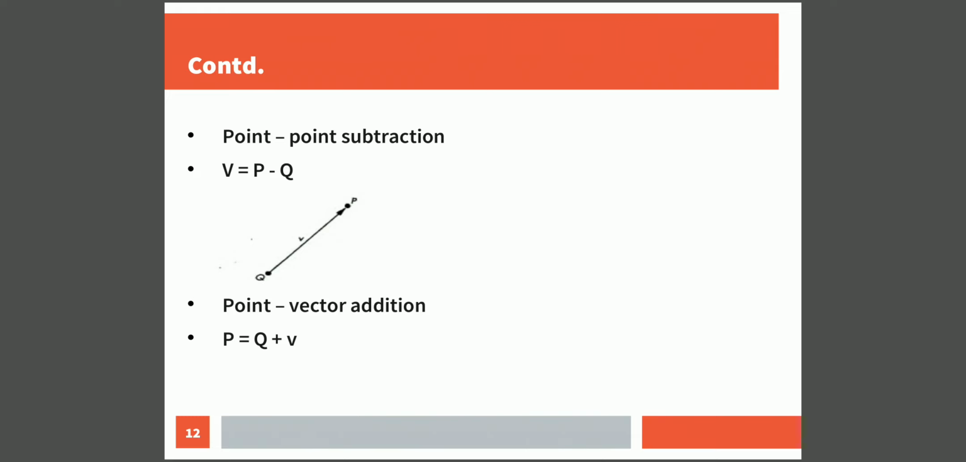Then what is point-to-vector addition? This we already know. We can consider a point Q, and when we draw a line segment from Q, we will get a new point P. So P can be represented as Q plus V. That is nothing but point-vector addition. Result of point-vector addition will be a new point. Result of point-to-point subtraction is a vector.